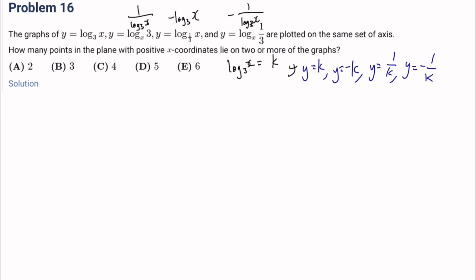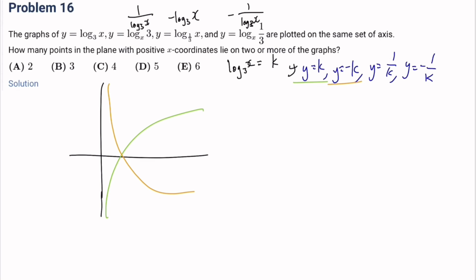So we are going to actually have things like that. That's going to be our coordinate plane, and we want positive x coordinates, so that's why we're only going to be focusing on that part. If y is k and y is minus k, that's just y is log base 3 of x and minus log base 3 of x. This one is going to look something like that, and y is minus k is going to look something like that. Then y equals 1 over k is going to look something like this, and that, and y is minus 1 over k is going to look something like this.